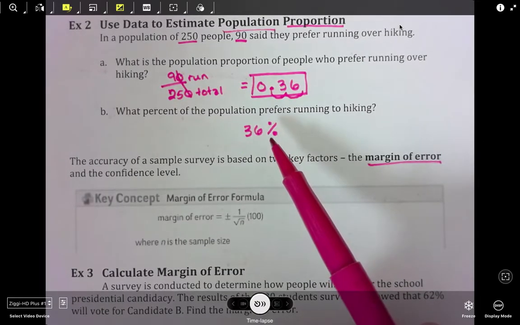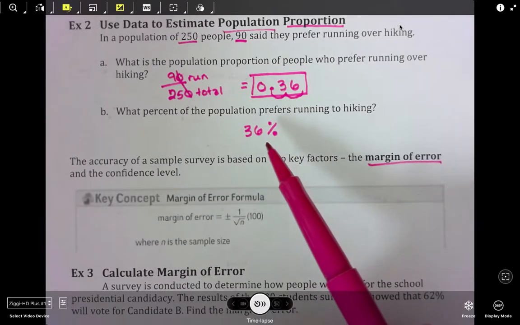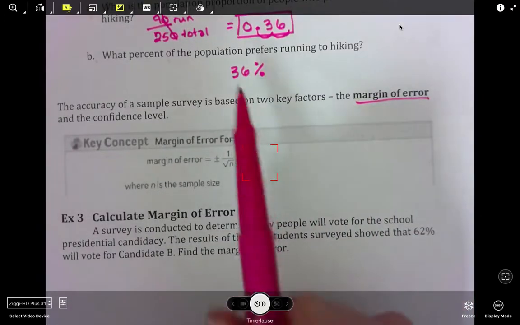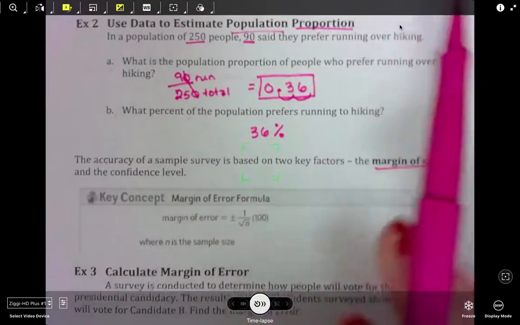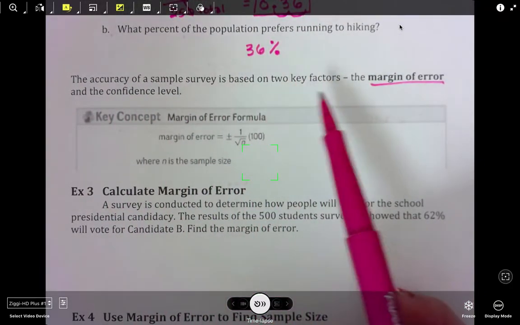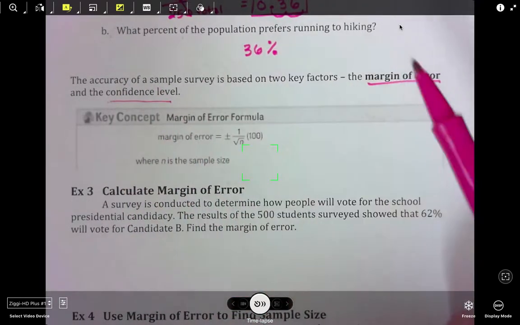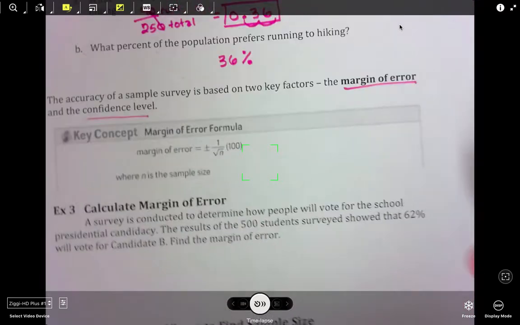So in my population, it won't necessarily be exactly 36% because there is some margin of error that occurs, okay? 36 is only an approximation based upon what the results were of my sample. So the accuracy of a sample survey is based on 2 key factors. One of them is the margin of error, and the other one is the confidence level. Okay, we're not going to talk about confidence level yet today. We're just going to talk about margin of error.